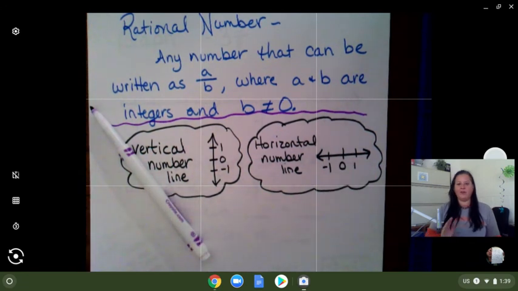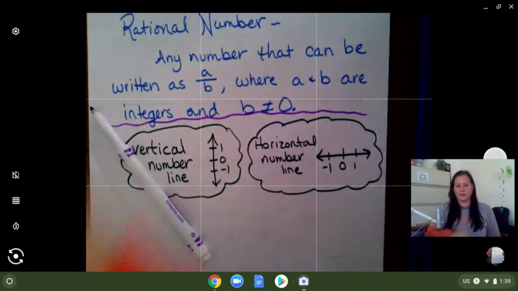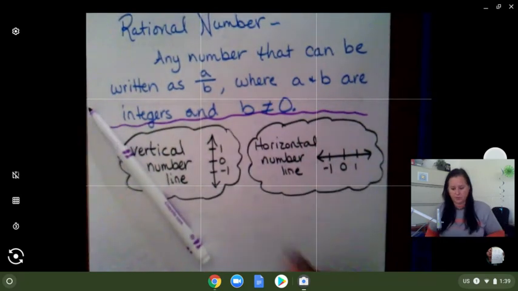All right, so vertically is going up like a ladder. When you're climbing a ladder, you're going vertically. And then horizontally is like when you look out at the lake and you see the sun on the horizon. Horizontal is the flat line. So I just wanted you to know the difference between those two number lines. Okay.